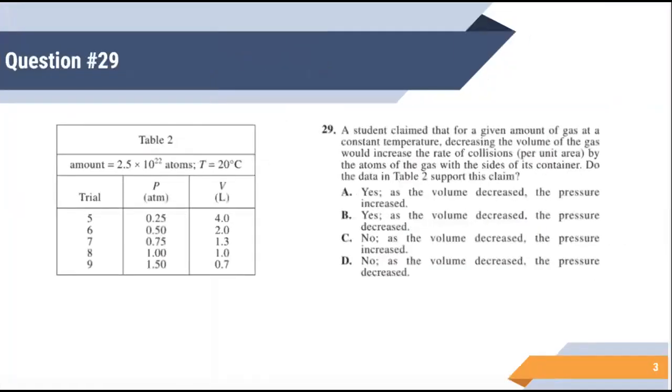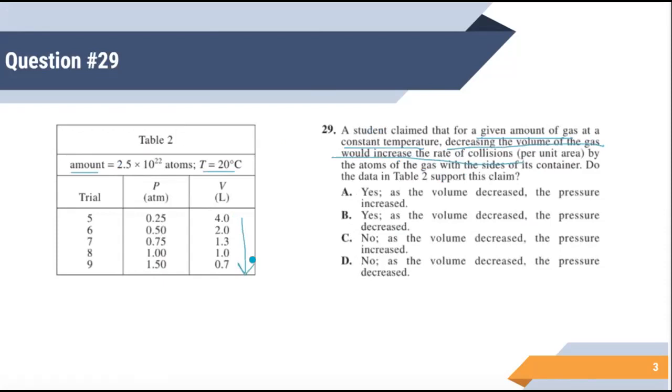All right, let's try these. Try question 29. All right, 29 says a student claimed that for a given amount of gas, okay, so the amount is constant, at a constant temperature, all right, temperature is constant, decreasing the volume of the gas would increase the rate of collisions. So as volume goes down, what happens to the rate of collisions, okay?